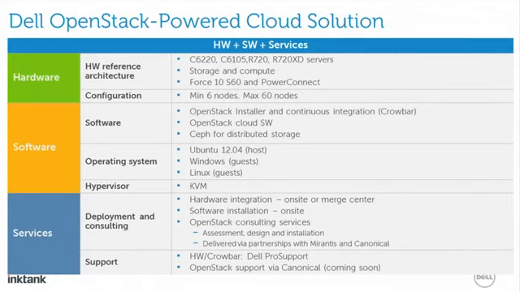Effectively, we have hardware: the PowerEdge R series servers that are part of the solution, for storage and compute. We use our own portfolio of Force10 switches and PowerConnect. The software is OpenStack software. The installer is Crowbar, which we will talk about as we go forward. We use Ceph for distributed storage. The operating system we use today is Ubuntu 12.04. We support both Windows and Linux guests. KVM is, as you know, a very popular hypervisor in the OpenStack world, so that's what we use for our solution as well. There's deployment and consulting, there's support.